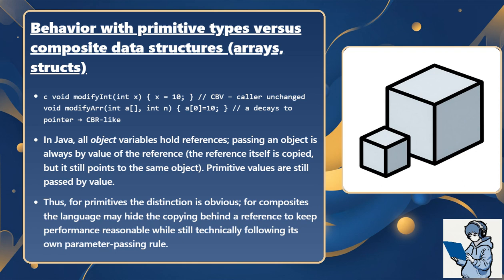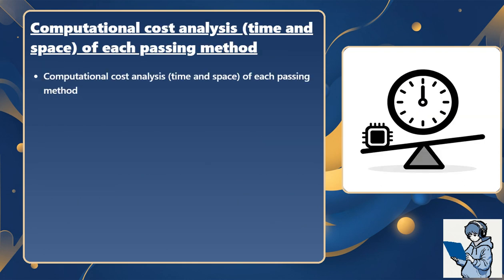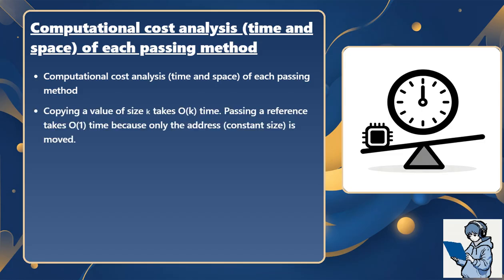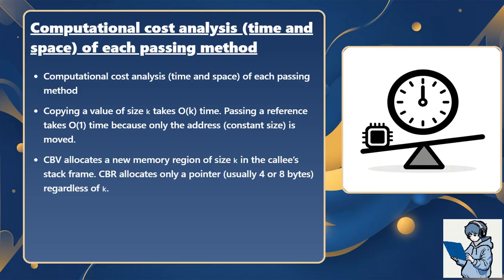Computational cost analysis: time and space of each passing method. Copying a value of size k takes O(k) time. Passing a reference takes O(1) time because only the address, constant size, is moved. CBV allocates a new memory region of size k in the callee's stack frame. CBR allocates only a pointer, usually 4 or 8 bytes, regardless of k.